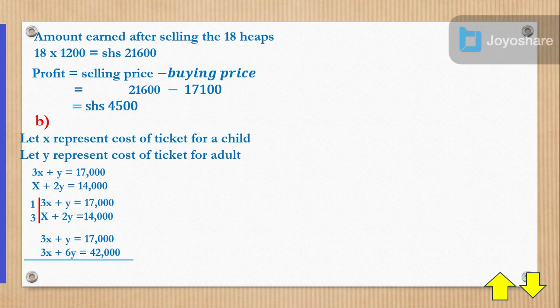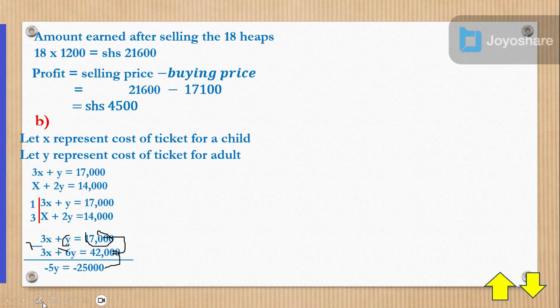Okay, what next is, you realize that since you're going to use elimination, these coefficients are the same. Since they are both positive, we shall now have to subtract the 2 and get the answer as shown. So when you subtract the 2, you come up with negative 5y equals negative 25,000. Here y minus 6y gives you negative 5y. Please use a calculator. Then 17,000 minus 42,000 gives you negative 25,000.